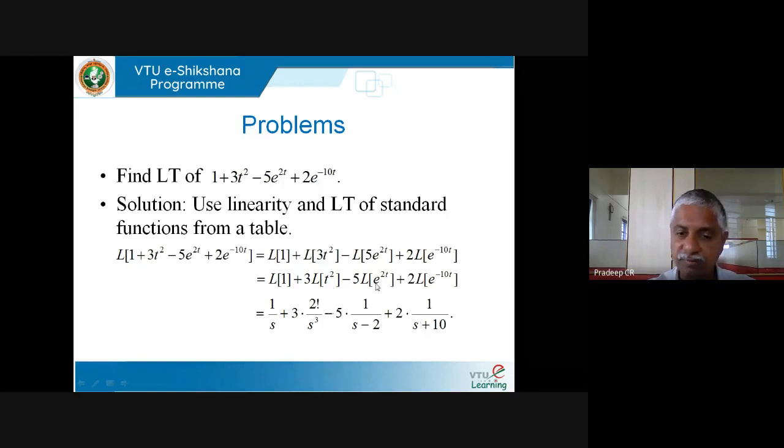So Laplace of this function which I was looking for is precisely this. You don't have to simplify this term. Just leave it like this. It looks pretty bad, but you don't want to simplify a term like 1 by s plus 3 into 2 factorial by s cubed minus 5 by s minus 2, and so on. Just leave it like this. So the bottom line is you have to use the linearity of Laplace transform. That's why I emphasized so much on linearity of Laplace transform in my last class.